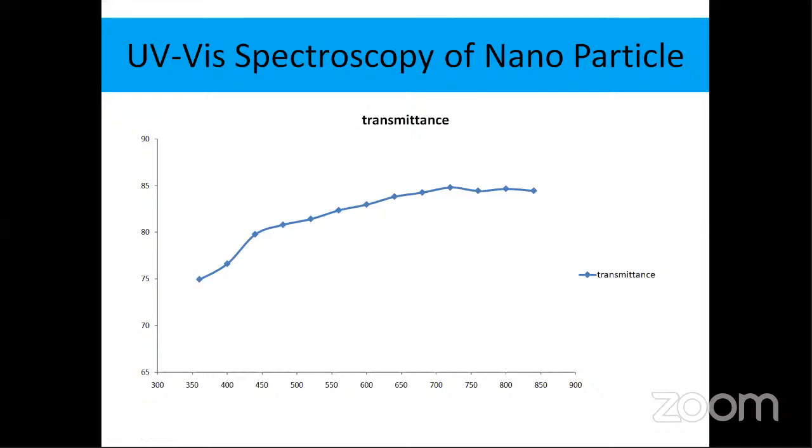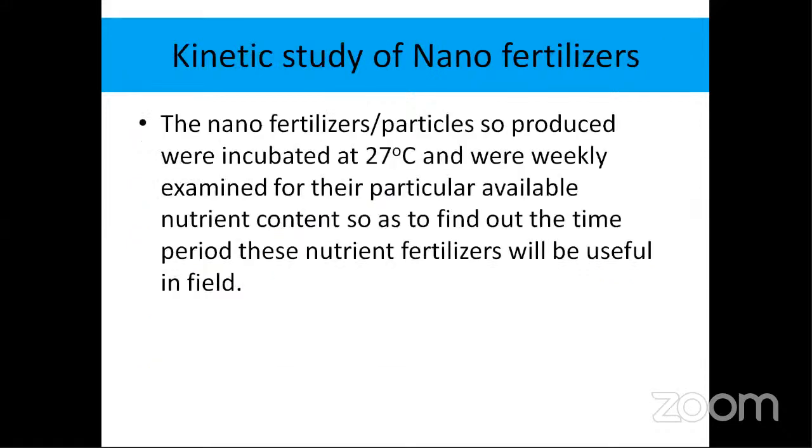Now, with UV vis spectroscopy of nanoparticles, you can see that it's a semi-parabolic graph. The semi-parabolic graph defines that your particles are nearly spheroid in nature. That means the nano fertilizers which we produced were basically almost spheroid in nature.